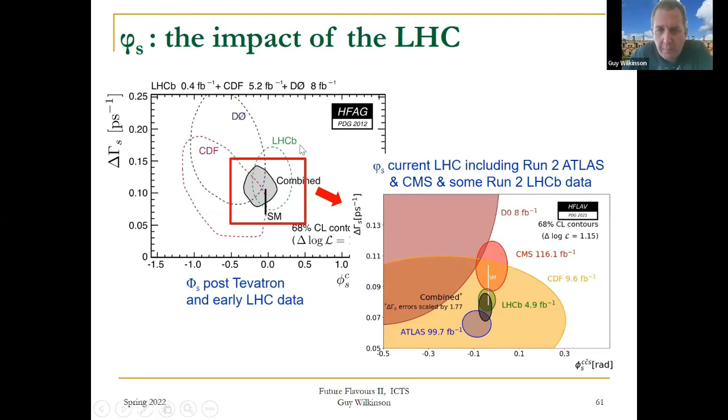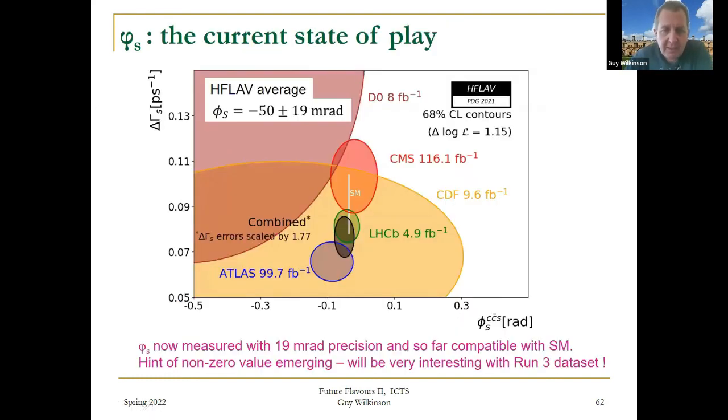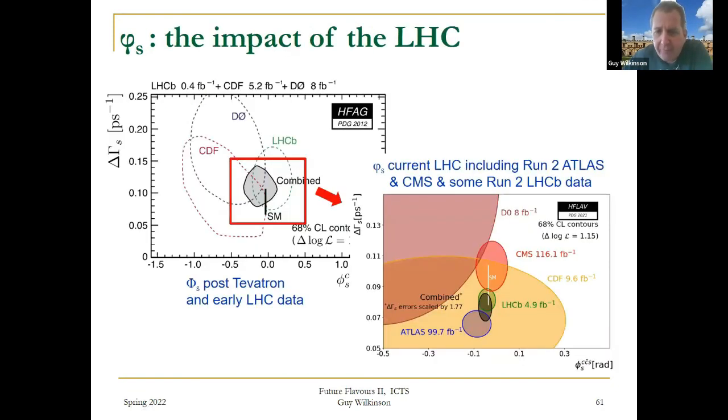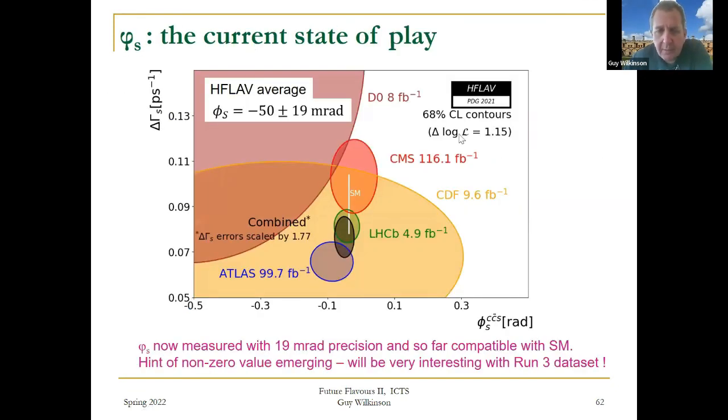Now we've had to zoom in on this region. This is where we are now. So, a huge increase in precision. Let's look at that more carefully. This is the state of the art, apart from the fact that there's still some additional LHCb data to be added for Run-2. So this will improve. But still, it's very interesting to see where we are on this golden observable.